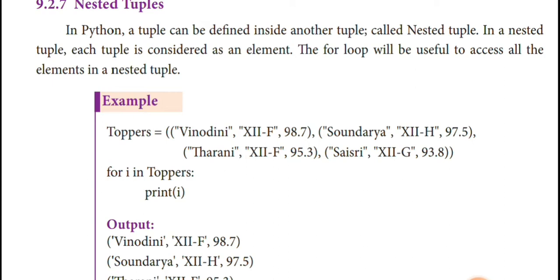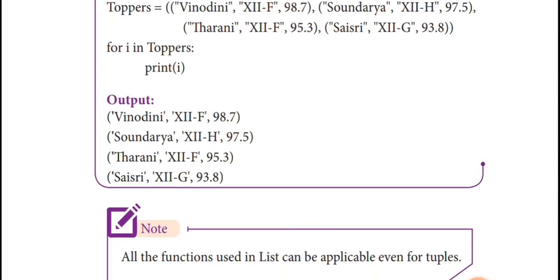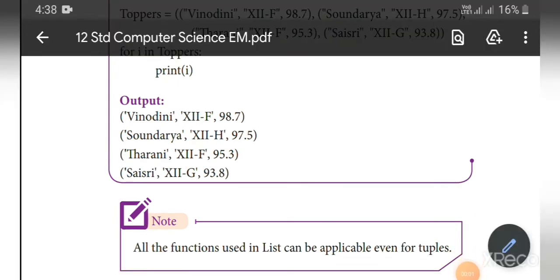Now we are going to print all the elements present in this tuple: for i in toppers. We take each element from the tuple toppers, and the print statement, print of i, prints the tuple elements one by one. It first takes the first tuple, Vinodini, 12th, F, 98.7, and then prints the second tuple, Soundarya, 12th, H, 97.5, the third tuple, Dharani, 12th, F, 95.3, and then Sai Sri, 12th, G, 93.8.